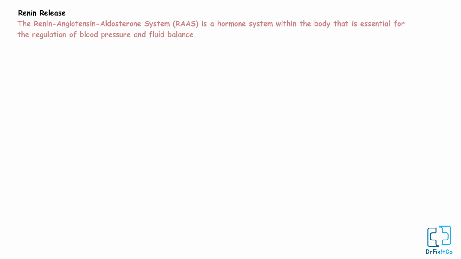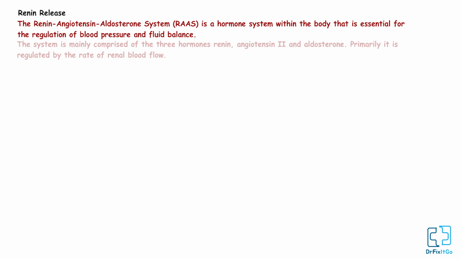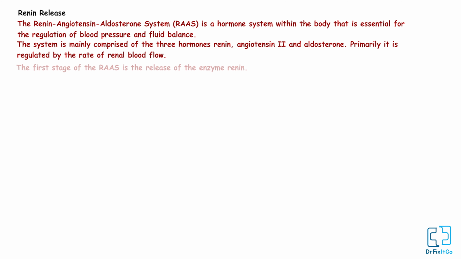Renin release. The renin-angiotensin-aldosterone system is a hormone system within the body that is essential for the regulation of blood pressure and fluid balance. The system is mainly comprised of three hormones: renin, angiotensin 2 and aldosterone. Primarily, it is regulated by the rate of renal blood flow. The first stage of RAS is the release of the enzyme renin.